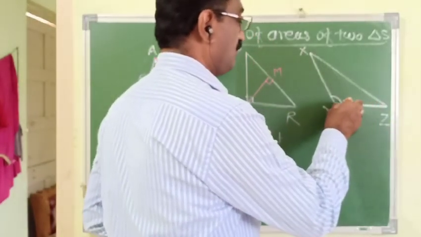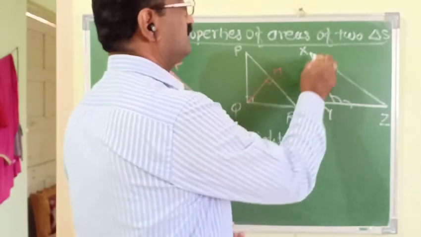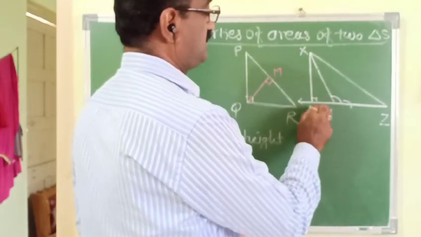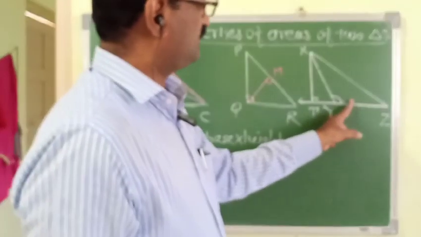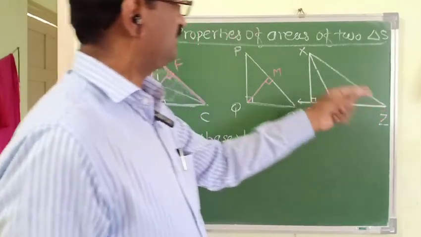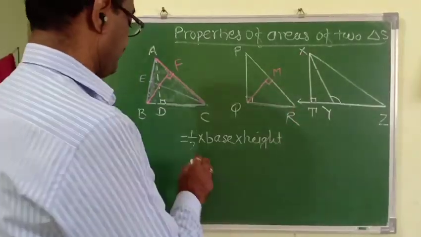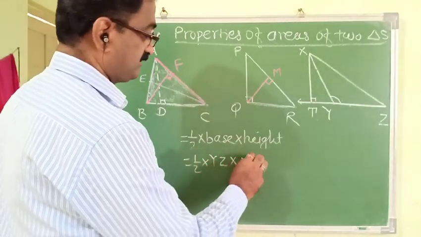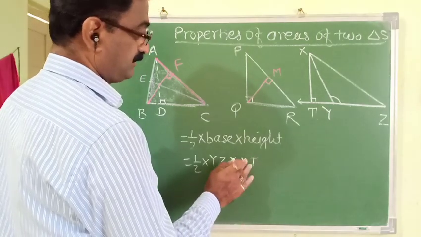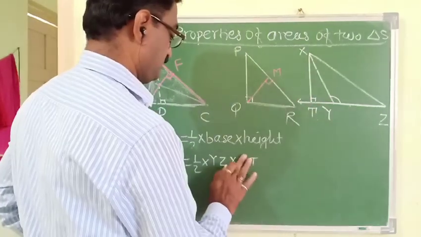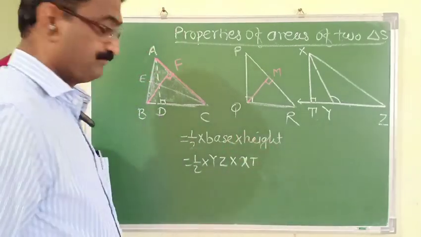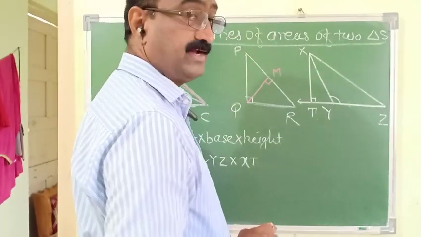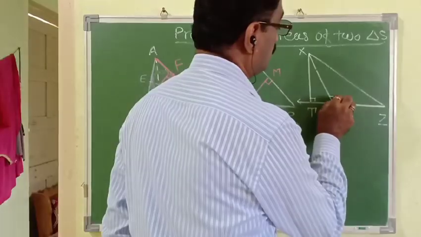Extend this base YZ, then draw the perpendicular from this point. If this is a point T, then YZ is the base and XT is the height. At that time the area is 1 upon 2 into YZ into XT. Okay. Now if you take XZ as the base, at that time the perpendicular is drawn from the point Y.